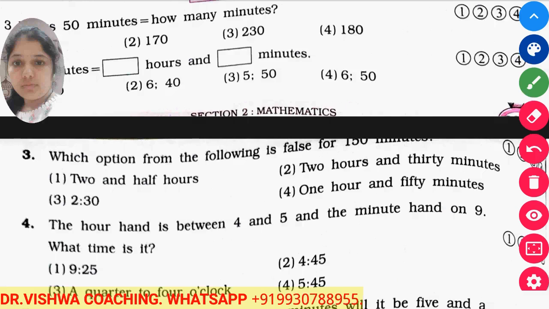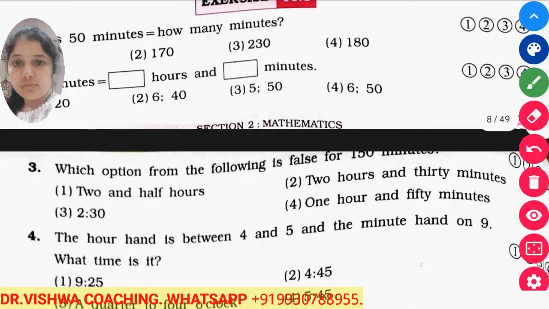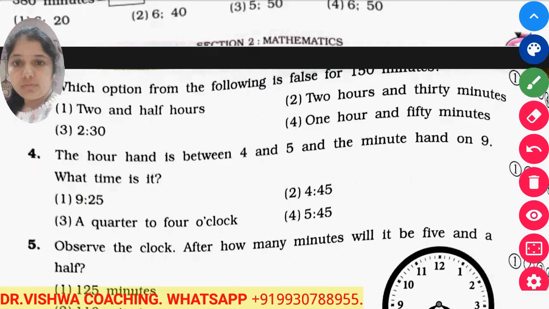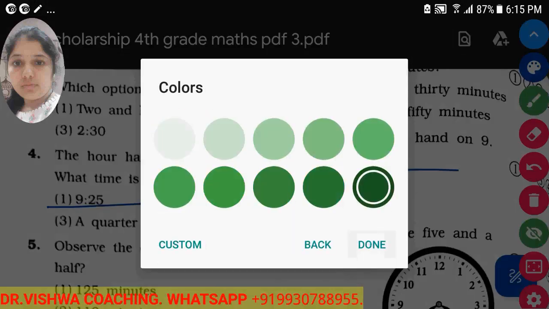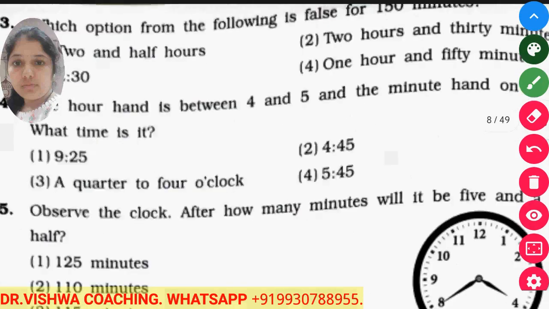Because when we have to take one more point, we have to add a decimal, we have to keep the 0 for that number. Okay. Now the hour hand is in between 4 and 5 and the minute hand is on 9. What time is it? Now see, I will draw the clock and I will tell you what time it is.